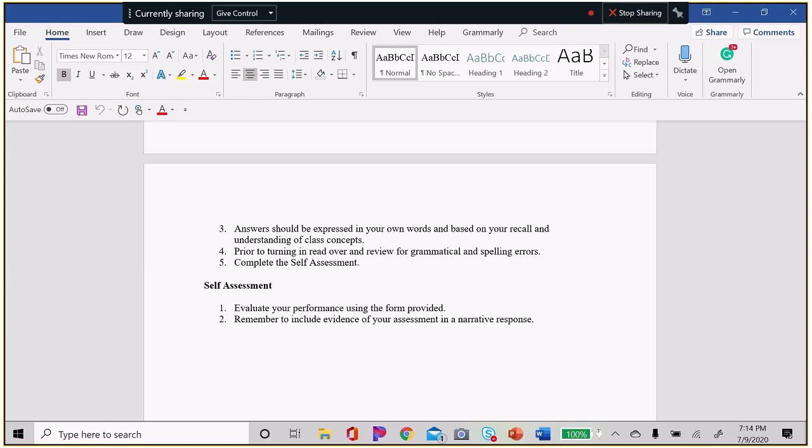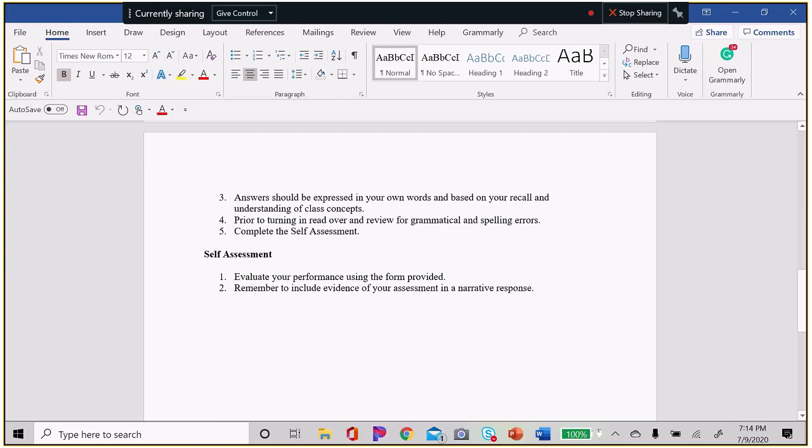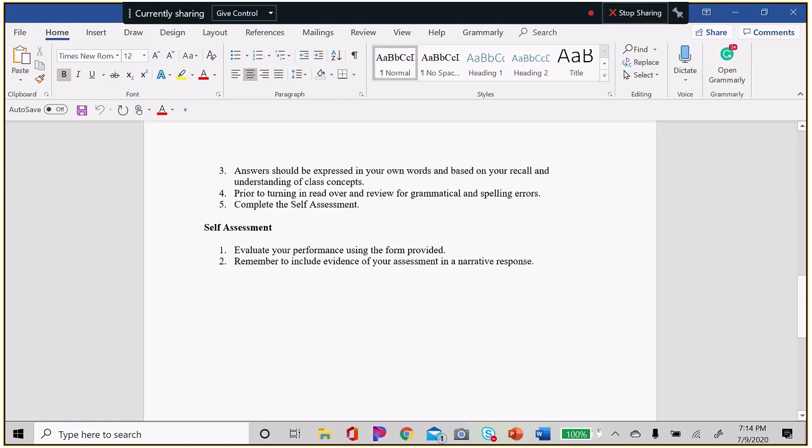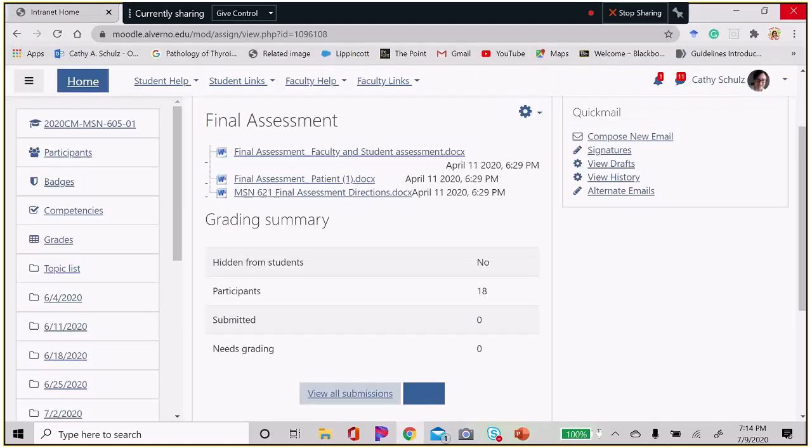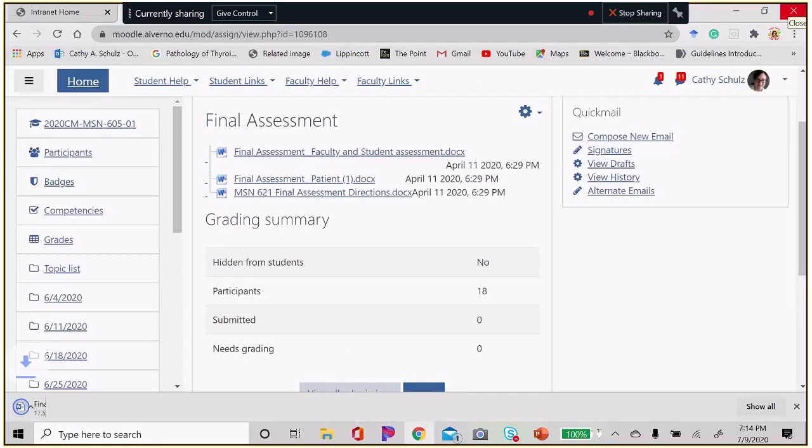It's the same as our other class assignments in which you will be expressing ideas in your own words, obviously based on our class documents, our textbook, our notes, videos, etc., but in your own words. Read it over so that it's readable for me and complete the self-assessment. And so that's all of the directions.